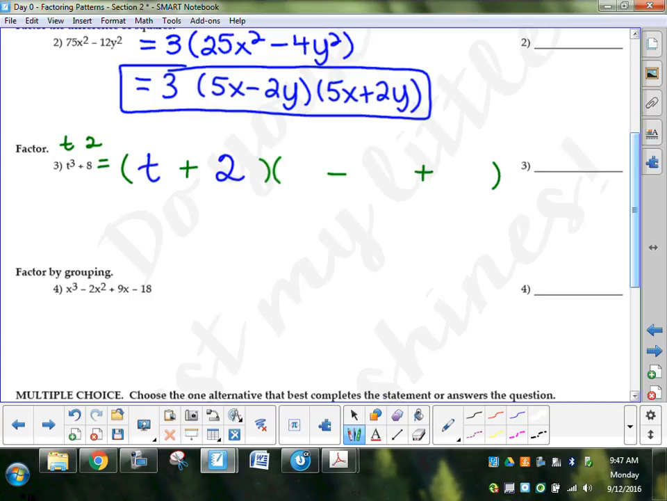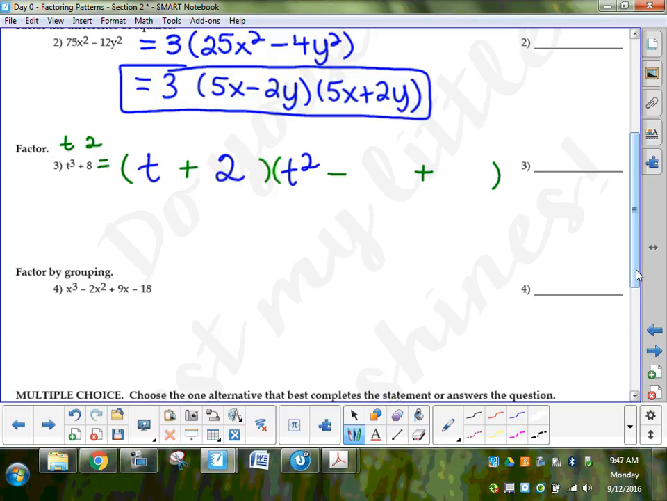T squared minus 8t plus... no? Give me the left squared. What's the middle term? Where does the middle term come from? And what do we get then at the end? Not 8. 4. It's left squared, left times right, right squared.